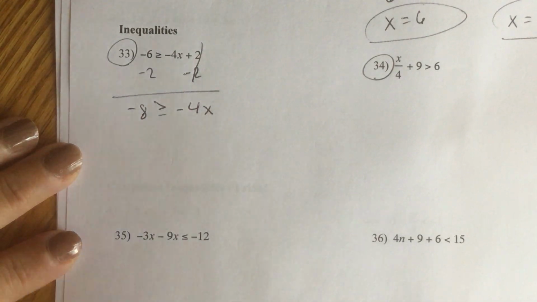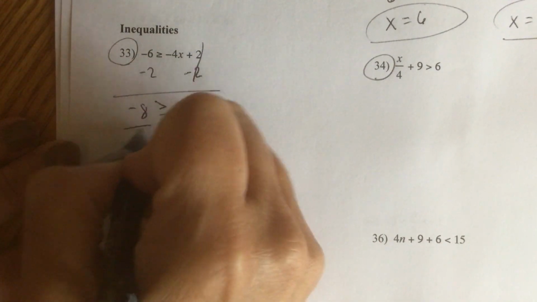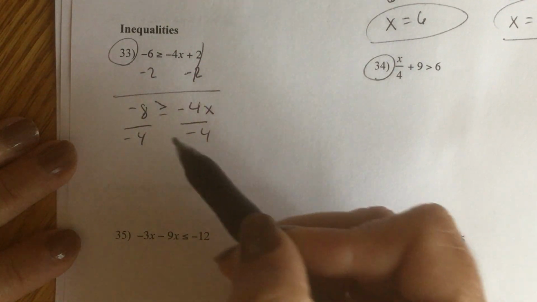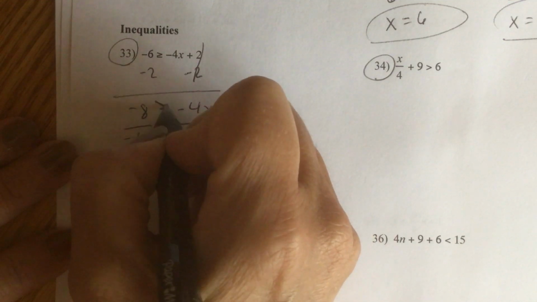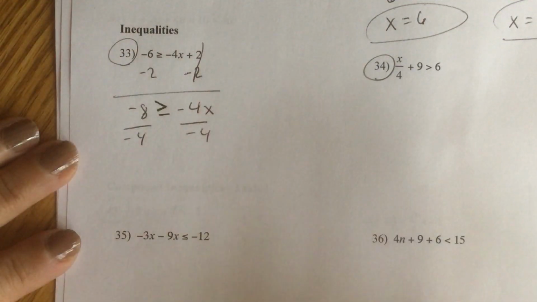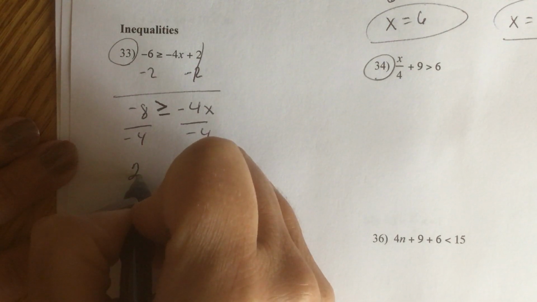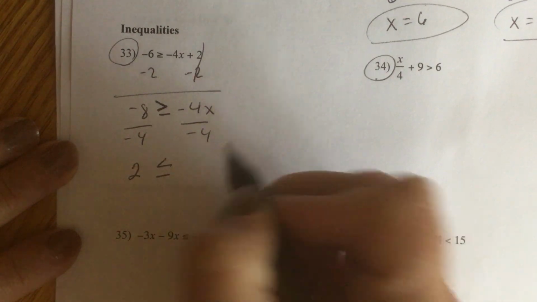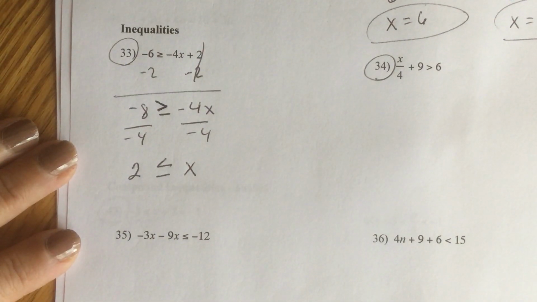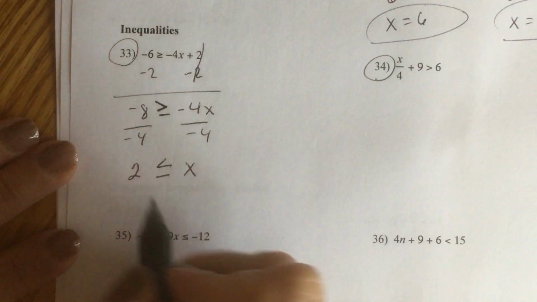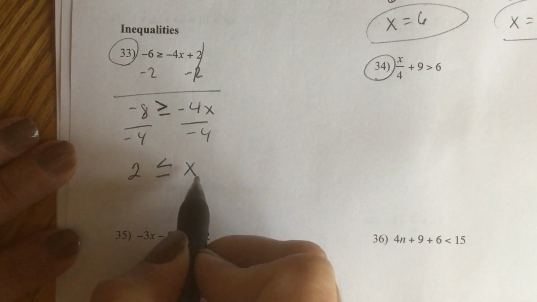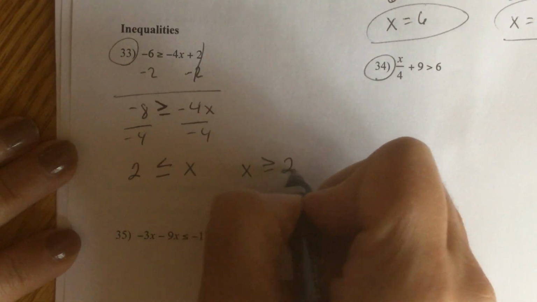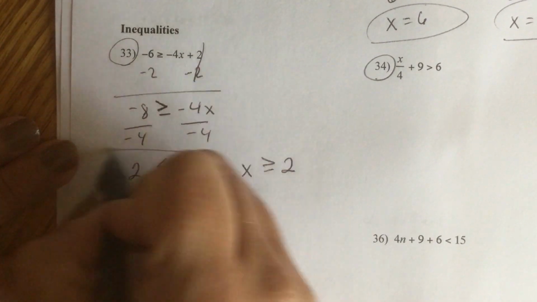Okay, so I'm going to divide by negative 4 here. But when you divide an inequality by a negative number, you have to flip the direction of your sign. So this means greater than or equal to. So this is a positive 2, but because I divided by a negative 4, I have to flip that to less than or equal to, and that equals x. Or this side is equal to x. So I have 2 is less than or equal to x. You can rearrange this and write x is greater than or equal to 2. Both of these are correct answers.